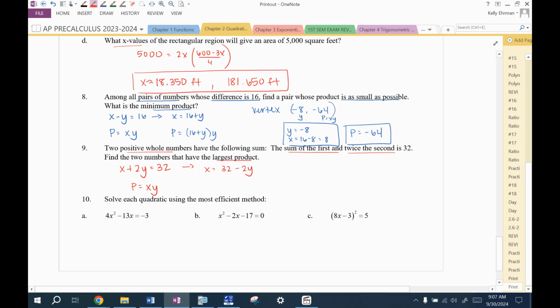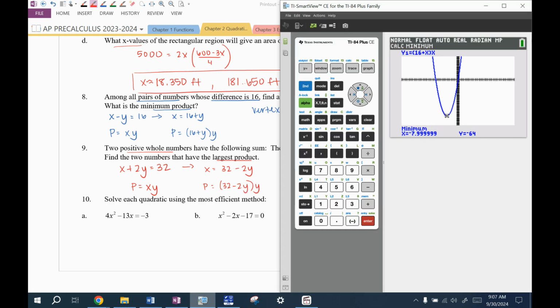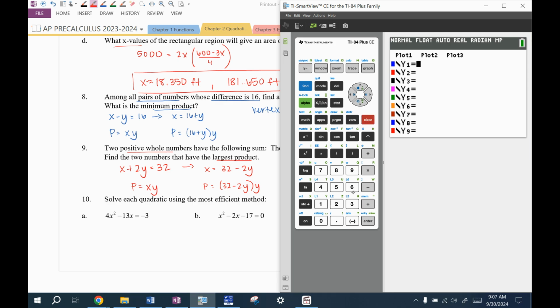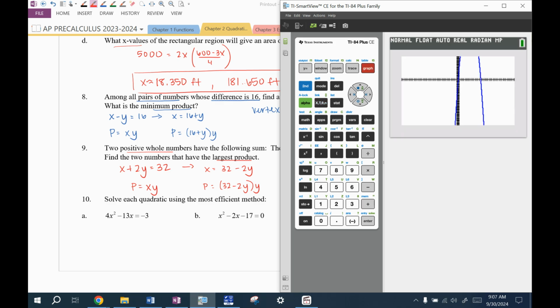So x equals 32 minus 2y. Instead of x times y, it's 32 minus 2y times y. And again, I can type this in. So 32 minus 2x times x. Let's just hit graph and see if that's anywhere close. Oh, that's actually not bad.